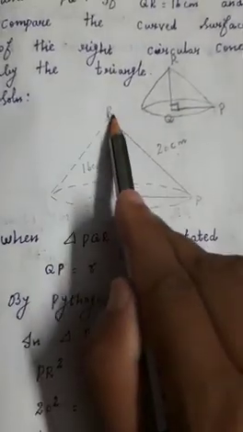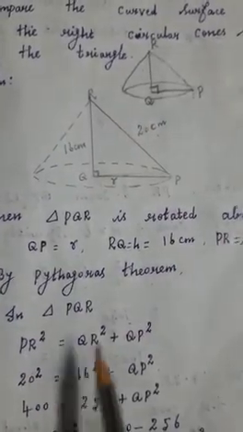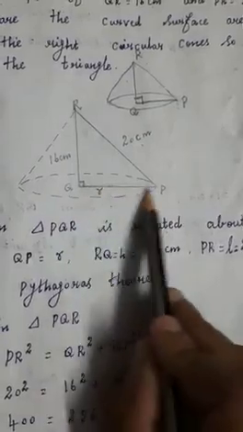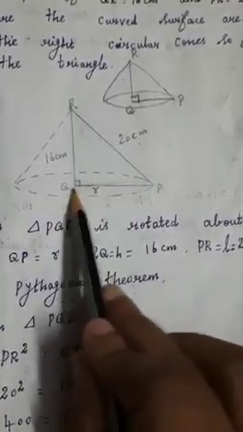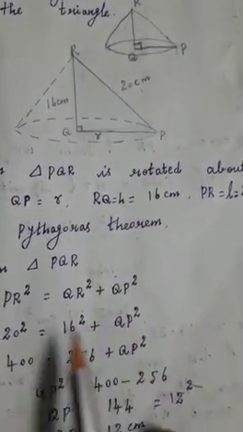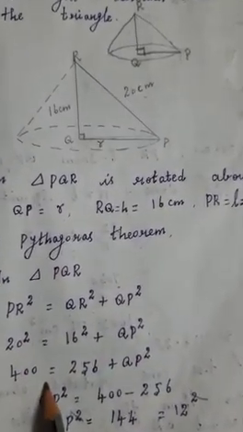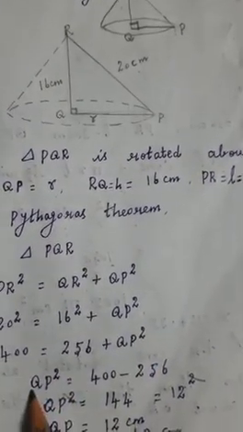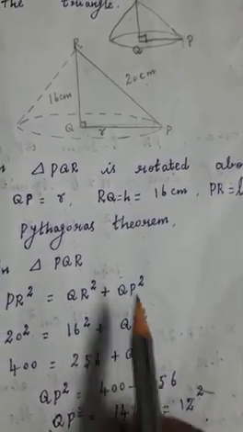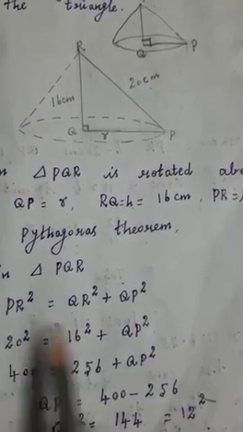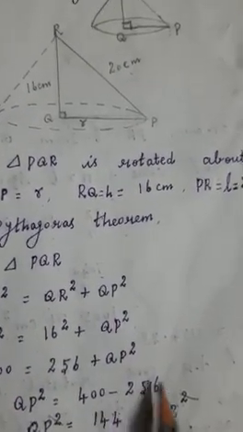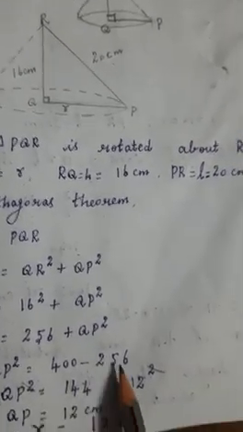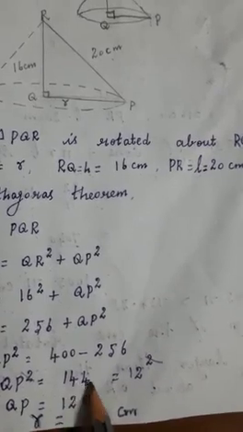Now PR square value we know that is 20 square is equal to QR, 16 square plus QP, that is the radius only. Just keep it as QP square value, you need to find out. Now 20 square means 20 into 20, that is 400, is equal to 16 square means 256 plus QP square. Then QP square is equal to 400 minus 256, because when you transpose 256 to this side it will change to negative. While subtracting we can get 144.